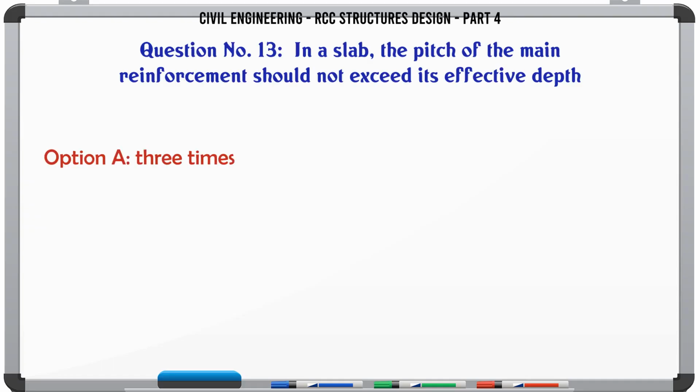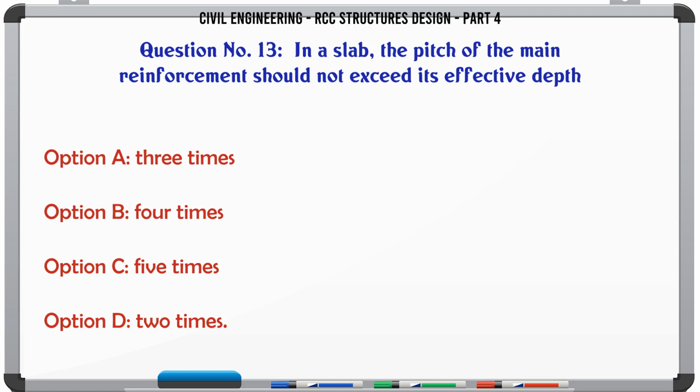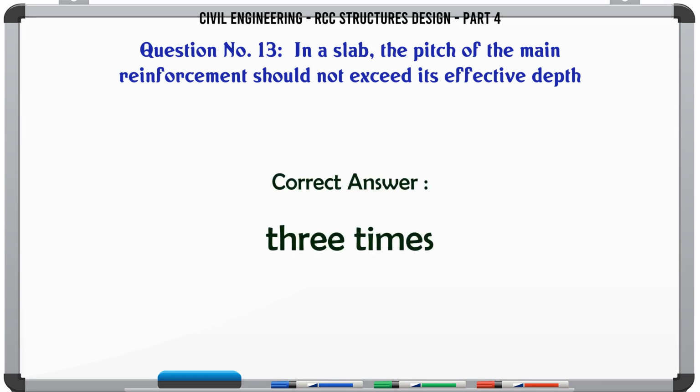In a slab, the pitch of the main reinforcement should not exceed its effective depth: A. 3 times, B. 4 times, C. 5 times, D. 2 times. The correct answer is 3 times.